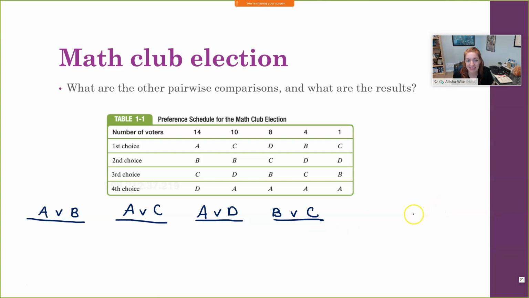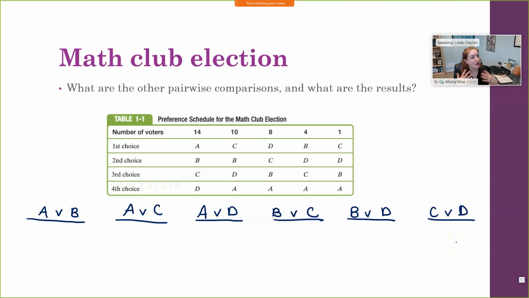It could be B versus D. B versus D would work. One more. Who hasn't been? We've got all of A. B's versus everybody. C has almost C versus D. That's going to be the last one.